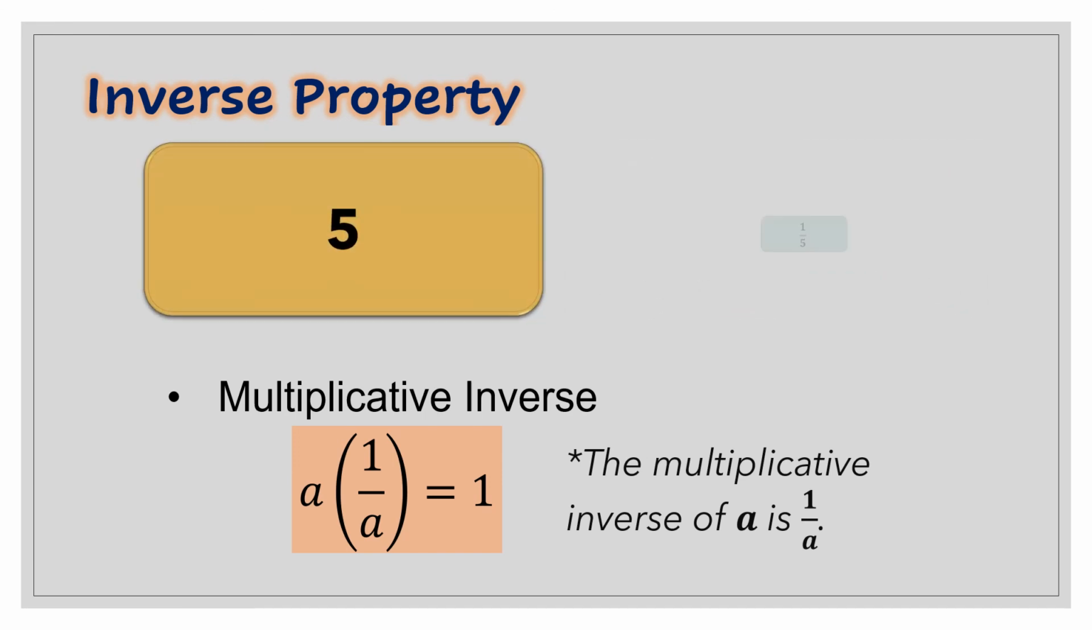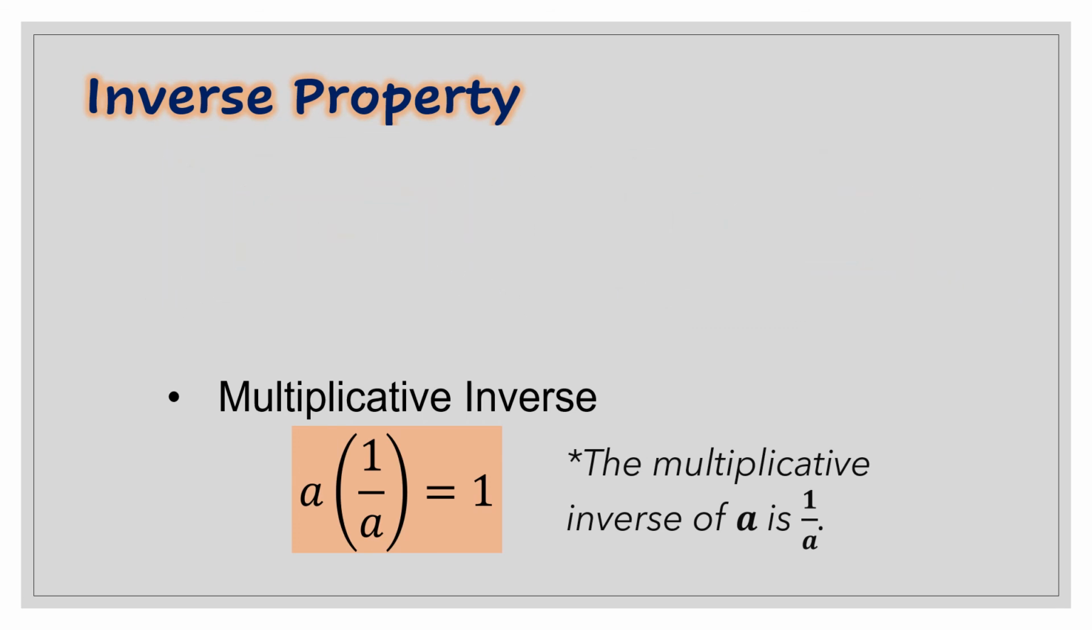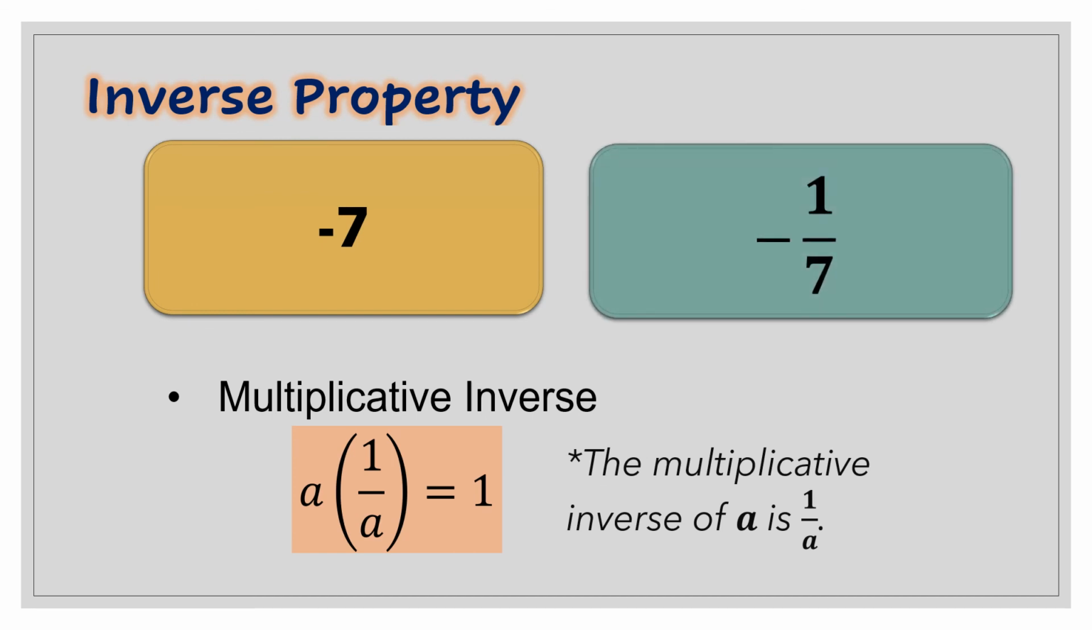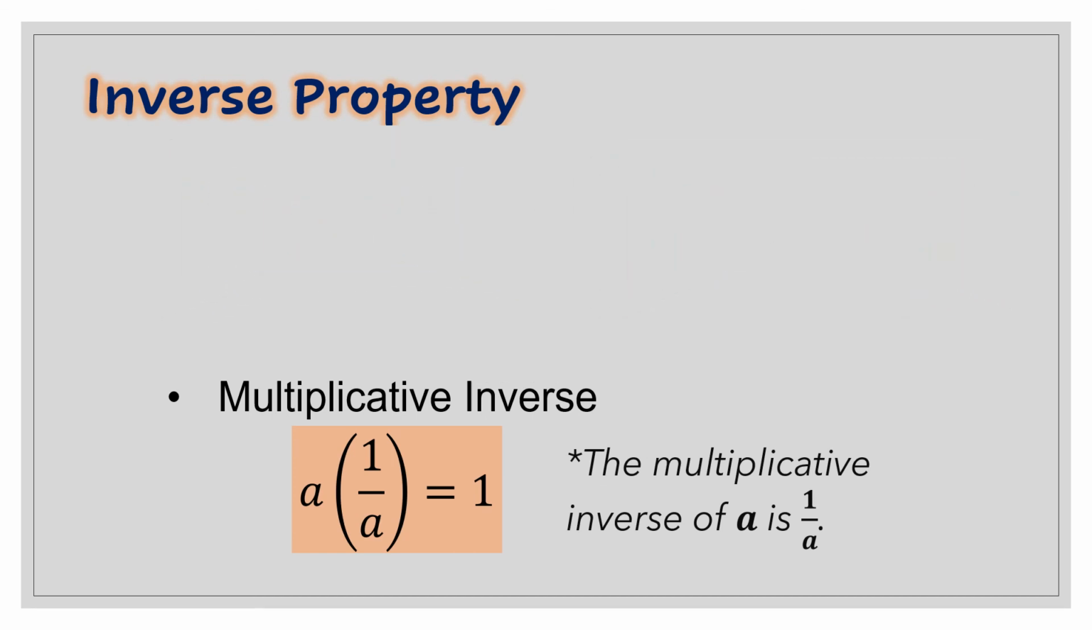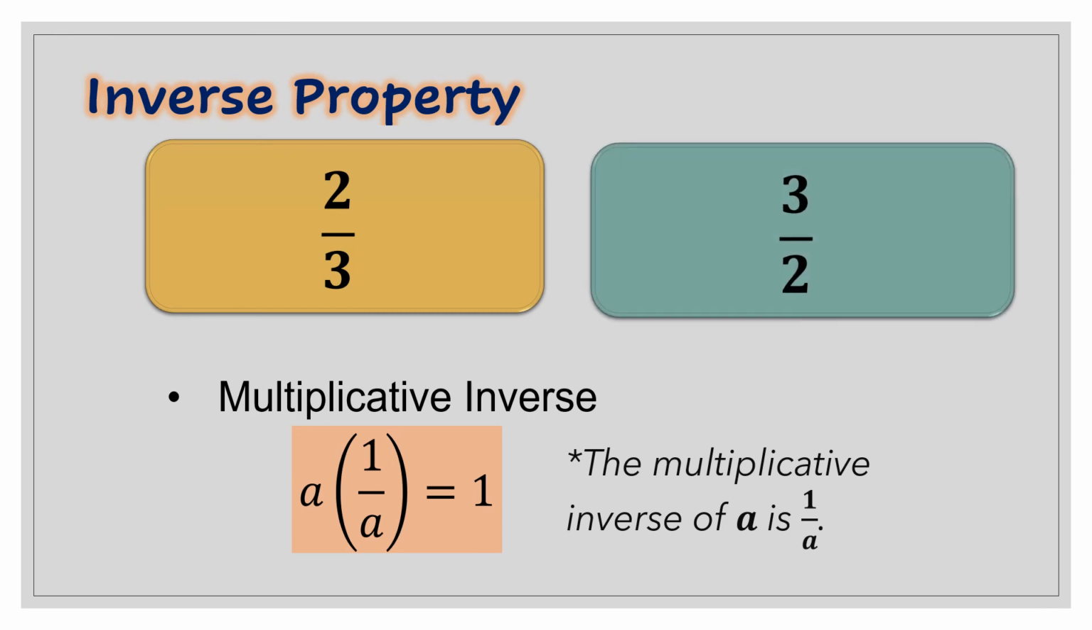Kung meron kang 5, the multiplicative inverse is 1 over 5 or 1/5. If you have negative 7, the multiplicative inverse is negative 1 over 7. Kung meron kang 2 over 3, the multiplicative inverse is 3 over 2.